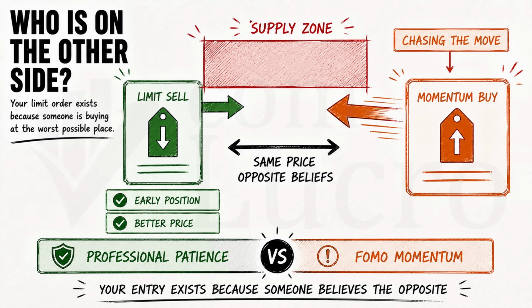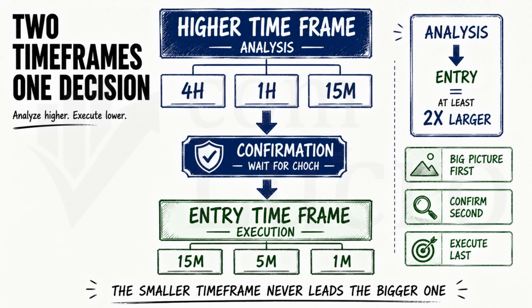But think about who is filling that limit order. It is the trader chasing momentum into the zone, buying at the worst price on the chart. Entering without confirmation feels exposed, and that feeling of exposure is exactly what the other side of the trade is paying you for. Now, let's look at the conservative entry model in more detail. Here we work with 2 timeframes, a higher timeframe for the analysis and a lower timeframe for confirmation and execution.